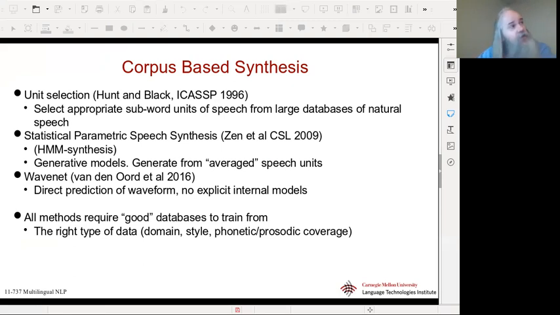And then the question is, when you move to a new language, what do you record? Now, sometimes you get given that and you can't do it because you get an audiobook or a Bible or whatever. But if you do get some control, what would you record? So we've got a bunch of tools that actually allow us to do that, get the right type of data: domain, style, phonetic, prosodic coverage.